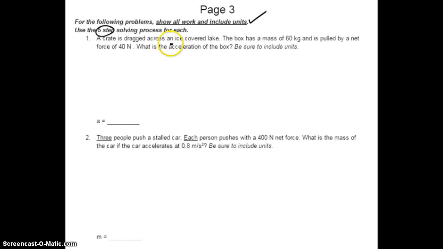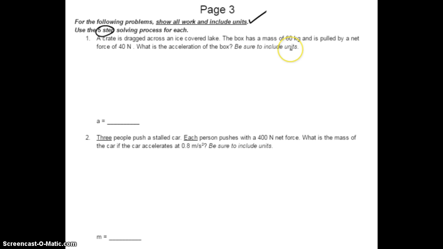So we have a crate dragged across an ice-covered lake, so we can think it's frictionless, or low friction. The box has a mass of 60 kilograms and is pulled by a net force of 40 newtons. We don't have to worry about how much friction there is. Maybe there's a force of 42 newtons and there's only 2 newtons of friction. There's a net force of 40 newtons. What is the acceleration of the box? Be sure to include units.